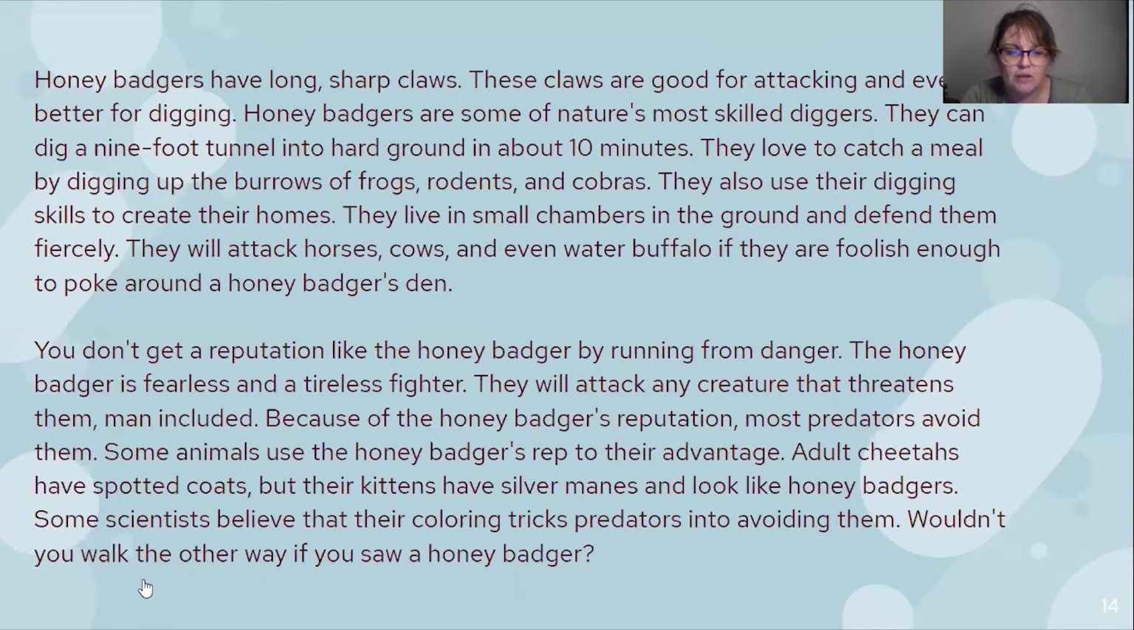Adult cheetahs have spotted coats, but their kittens have silver manes and look like honey badgers. Some scientists believe that their coloring tricks predators into avoiding them. Wouldn't you walk the other way if you saw a honey badger?